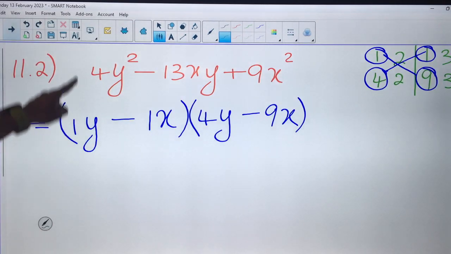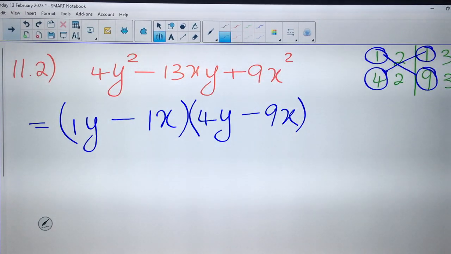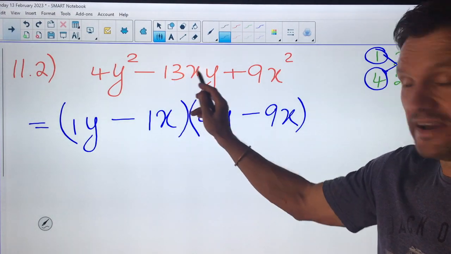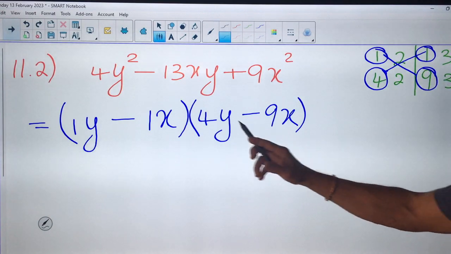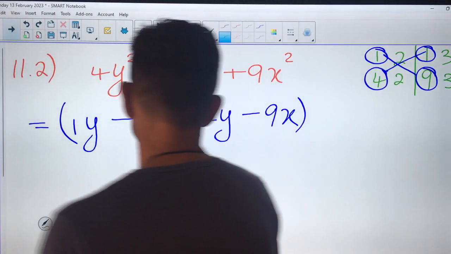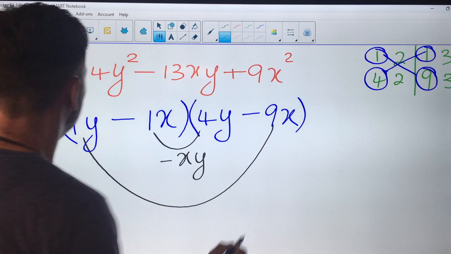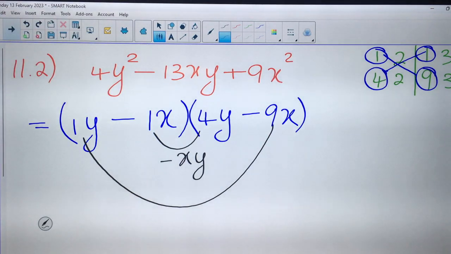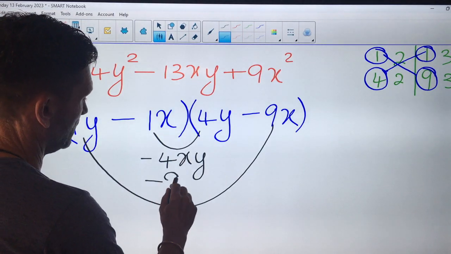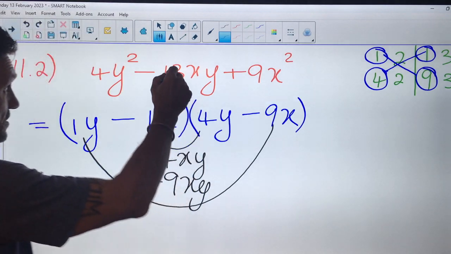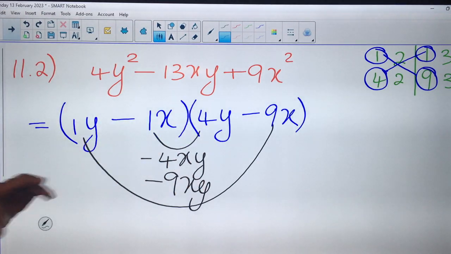Then with this one, we need to look at 4. So I have 1, 4, 2, 2. We look at 9. I have 1, 9, 3, 3. We need to find the sum of minus 13. That means that we're going to add. 4 times 1 is 4, 1 times 9 is 9, 4 plus 9 is 13. And in order to get that, I'm multiplying these two, so that gives me minus 1xy, and these two will give me, okay, something is wrong here. Oh no, this is 4, my mistake. Minus 4, and this is minus 9xy. The sum of minus 4 and minus 9 is indeed minus 13. So you don't have to do the black part when you do this in an exam. This is just to check.